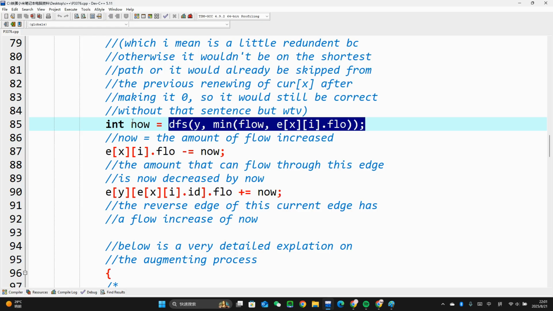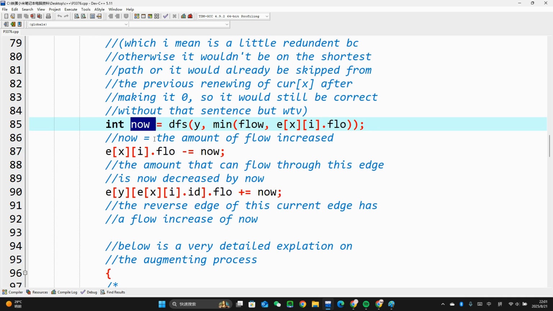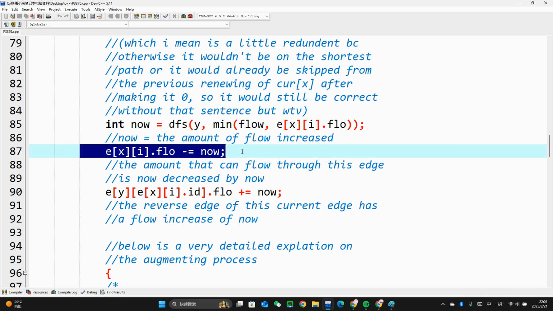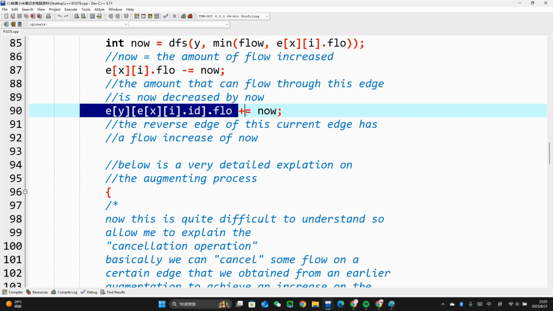So we DFS that, find the total amount that we can save, or we can increase, augment, whatever you want to call it, and then we subtract the still available flow by now, because obviously we just took another flow with now units through the same pipe or edge, and the available flow left for us to use is decreased by now. Now, this thing is added by now because of the reverse edge of this current edge.